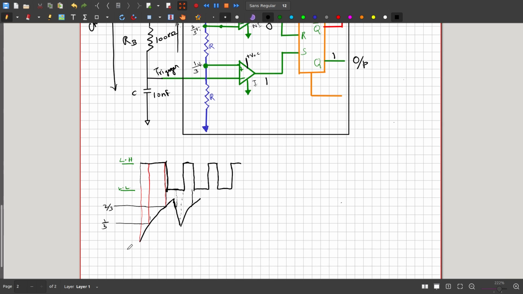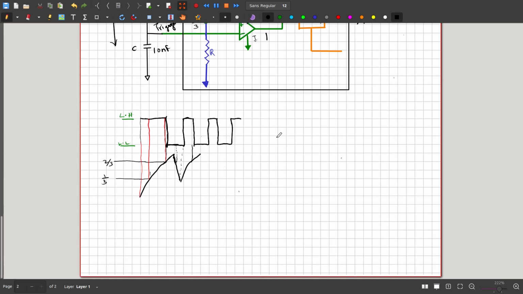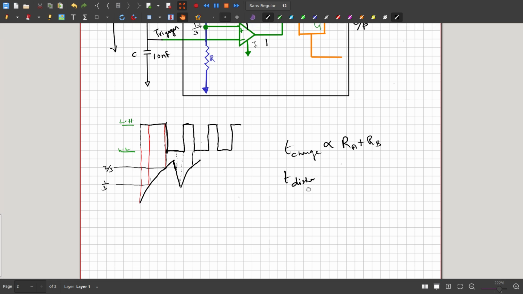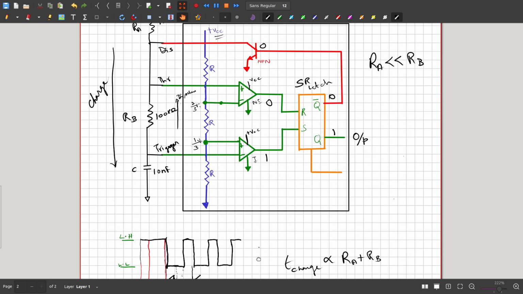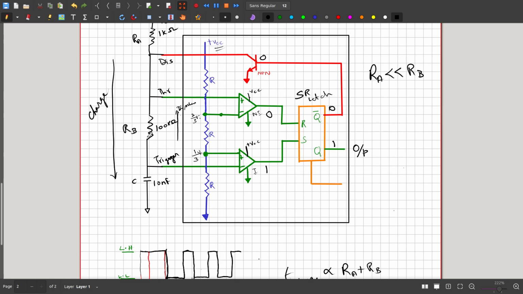Okay, the charging of the capacitor depends on the time to charge. The charge time depends on RA as well as RB, both the resistors, whereas the time for discharge is proportional to RB only. Okay, because the capacitor discharges through RB itself. It doesn't need to go through RA. The circuit completes here itself.